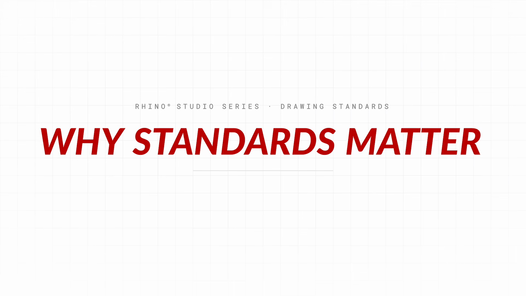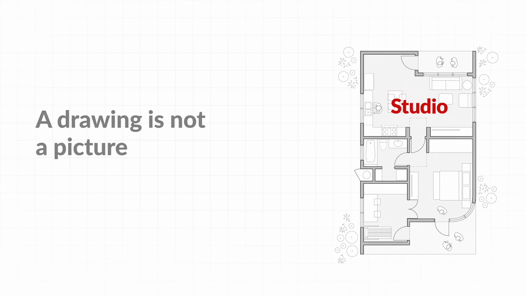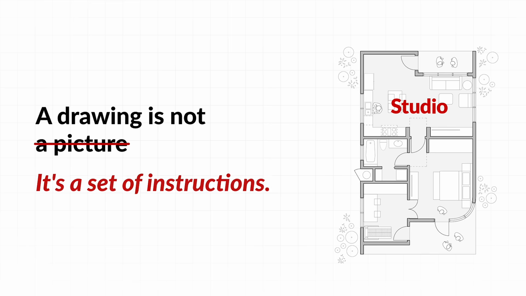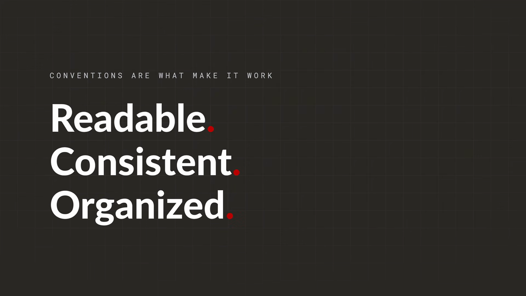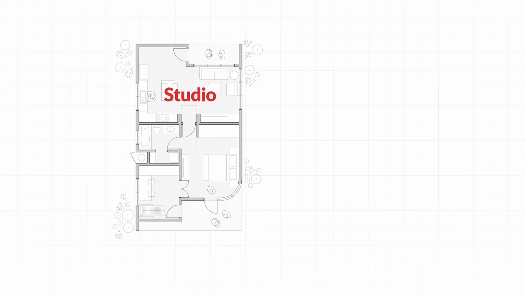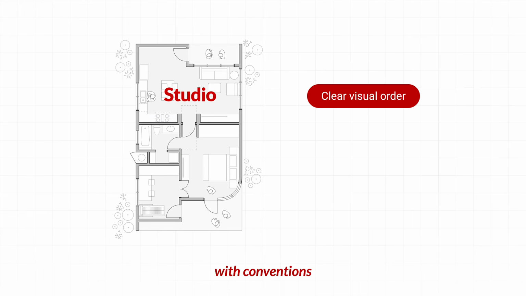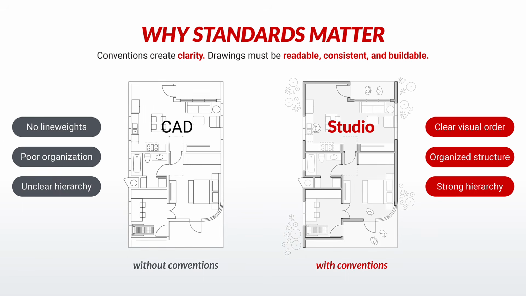Before we touch a command, let's talk about why drawing standards exist in the first place. An architectural drawing isn't just a picture, it's a set of instructions. For it to communicate clearly, it needs to be readable, consistent, and organized. Without conventions, every line competes for attention. With them, the drawing develops a clear visual order, organized structure, and strong hierarchy. Conventions help someone understand what is being cut, what sits beyond, and what information supports the design.